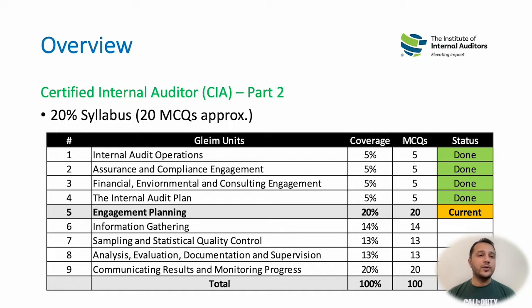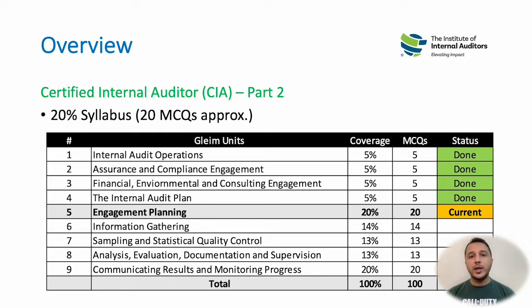So far we have discussed internal audit operations, assurance and compliance engagements, and details about financial, environmental, and consulting engagements. Then from Unit 4 till Unit 9, this is a pack of units which falls under the audit cycle. Here you will find that each unit complements the other, and you can take it as step 1, then step 2 with another unit.